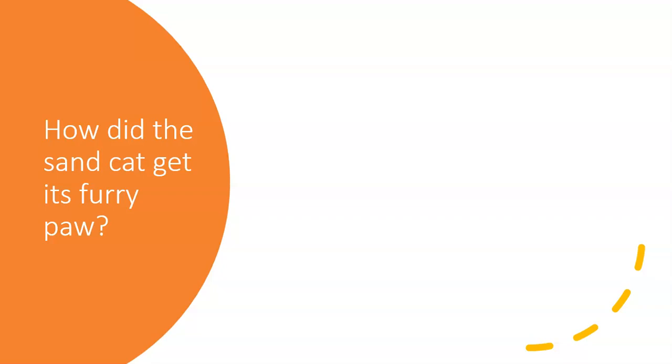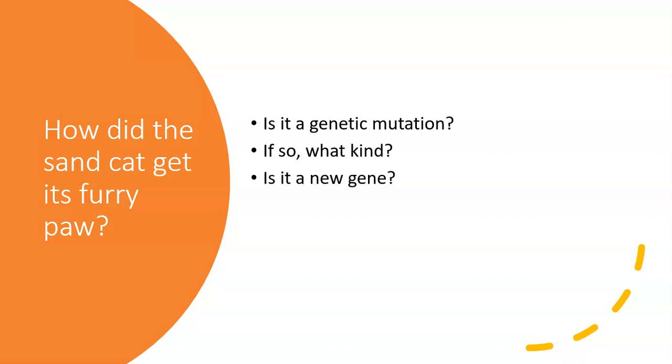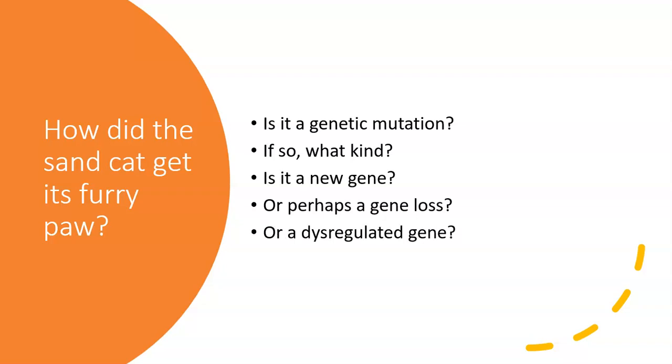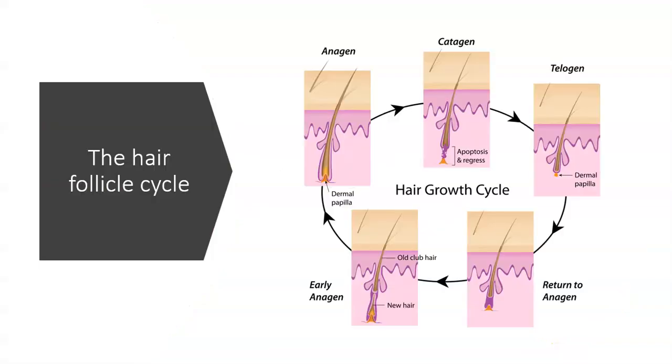And so there might be several theories. Is it a genetic mutation? If so, what kind of mutation? Is it a new gene maybe? Or perhaps a gene loss? Or just a dysregulated gene, maybe the regulation of the individual genes in the sandcat's paws are dysregulated.